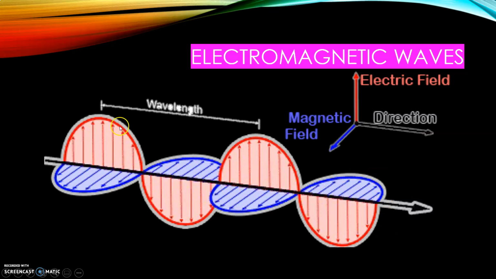This is a wave that would be like light. It travels through space from the sun to the earth, and it's just a way of representing it. Of course, this isn't exactly what it looks like. This is just a way for scientists to show what it looks like, to give you a visual.